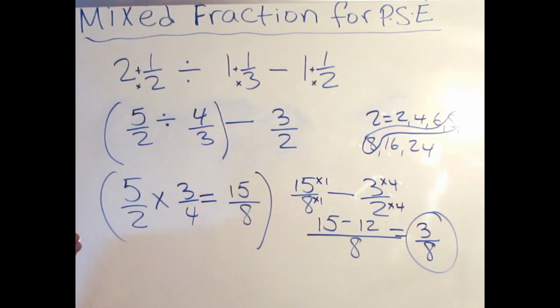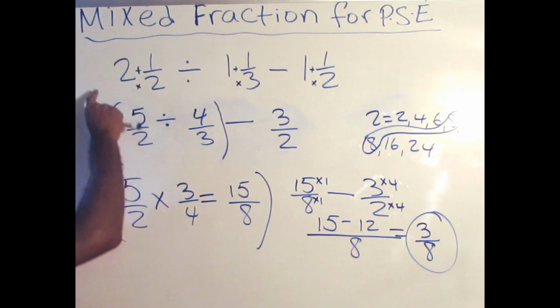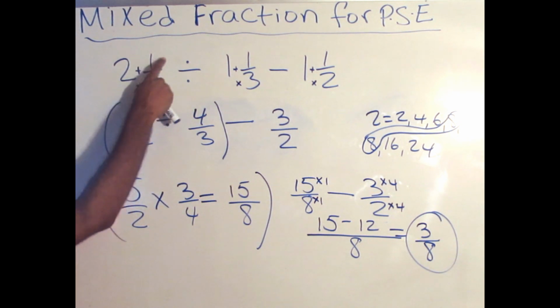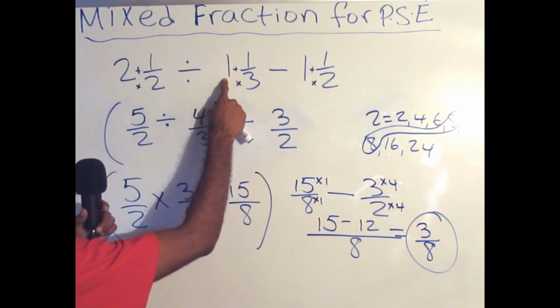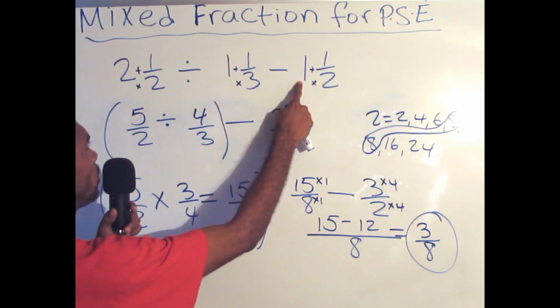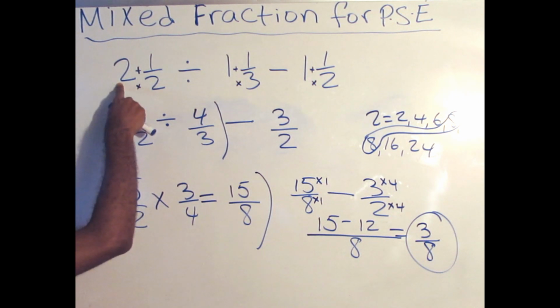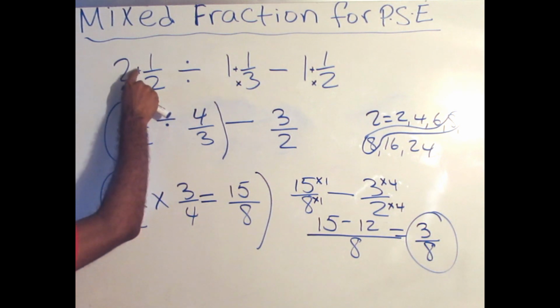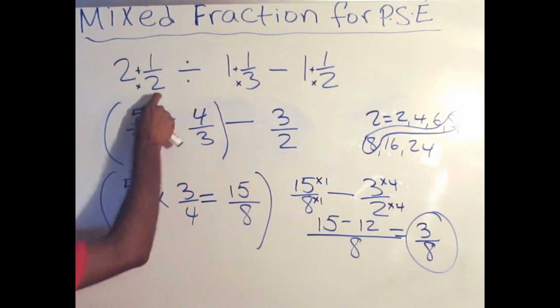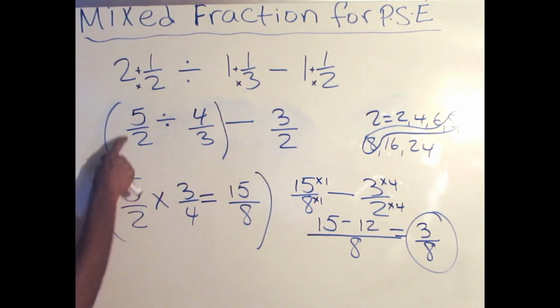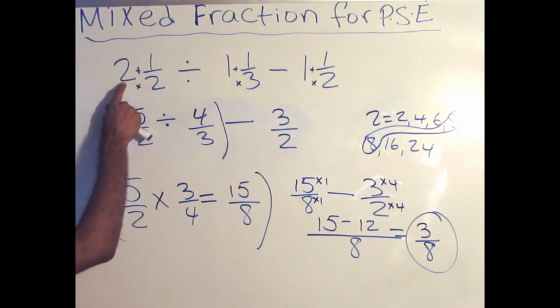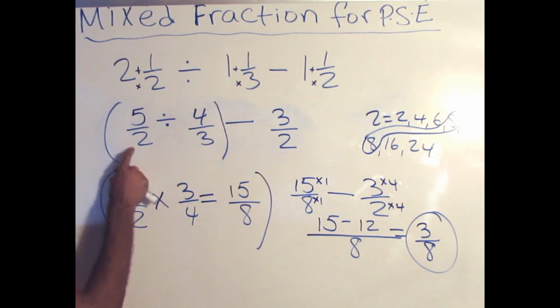So once again, let's do a quick review from start to finish, just for you to remember what we did in order for us to get that 3 over 8. So remember, we're dealing with mixed fractions, and it gave us 2 and 1 over 2 divided by 1 and 1/3 minus 1 and 1 over 2. So I know whenever you're going to change a mixed number to an improper fraction, you're going to multiply your whole number with your denominator and add it with your numerator, and you put it over your same denominator. So how did I get this 5 over 2? Remember, it's 2 times 2, 4, and 1, 5 over 2.